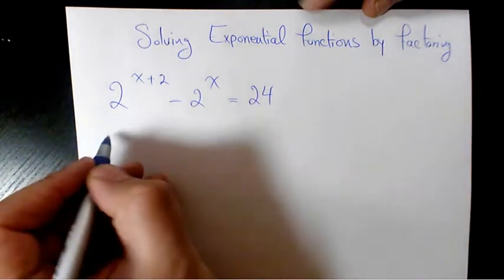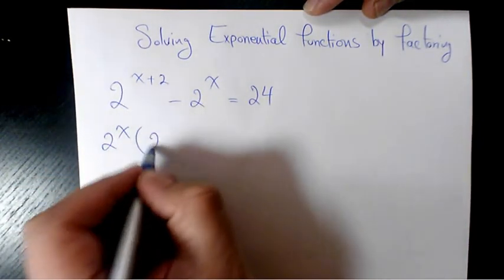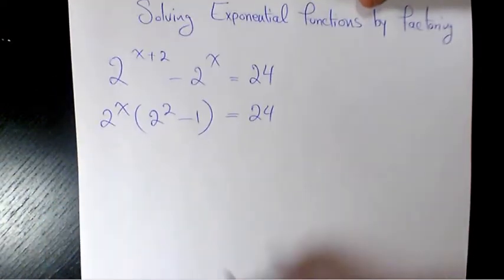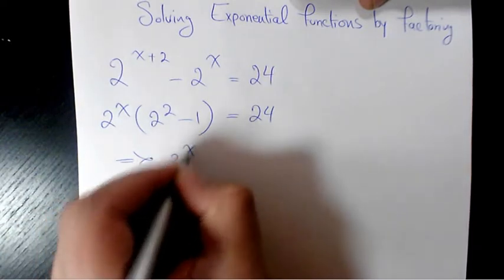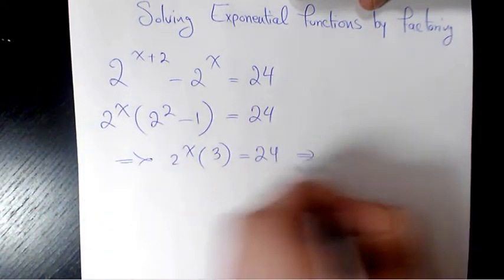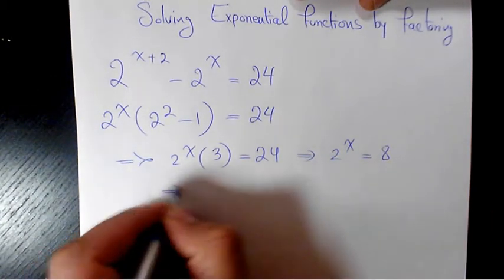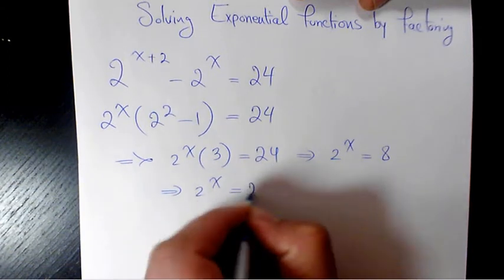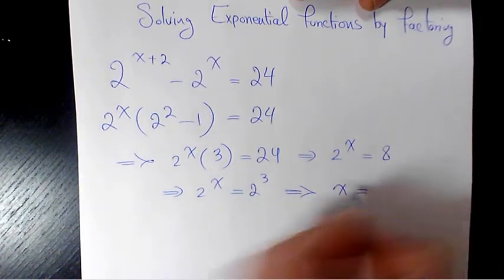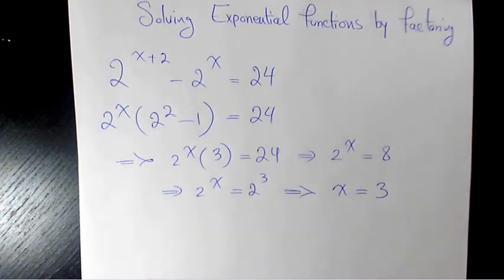We're going to factor 2^x from the left-hand side. It's going to end up having 2^x(2^2 - 1) = 24, which means 2^x times (4 - 1), which is 3, equals 24. So 2^x is going to be 24 divided by 3, or 8. So 2^x = 2^3, because 8 is 2^3. Since they are equal and the bases are the same, the exponents are the same.